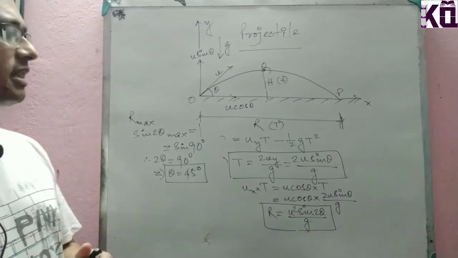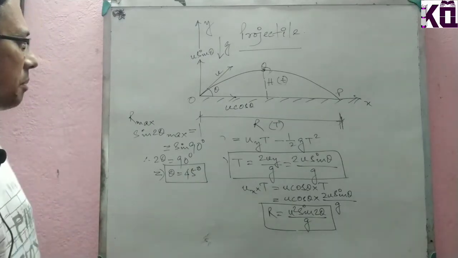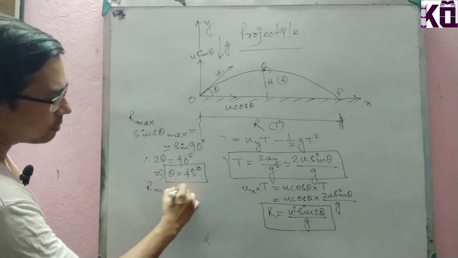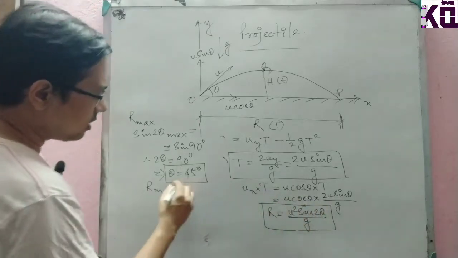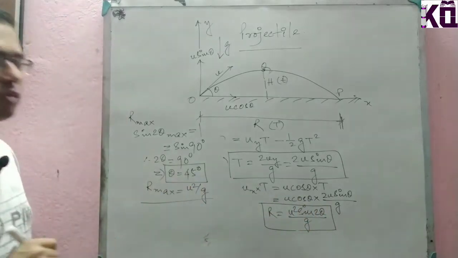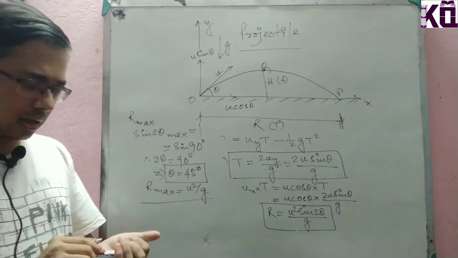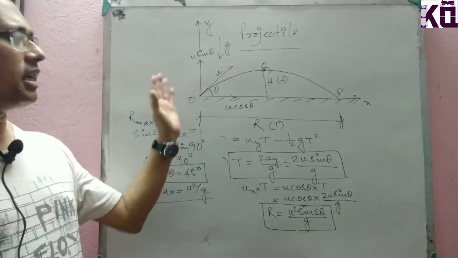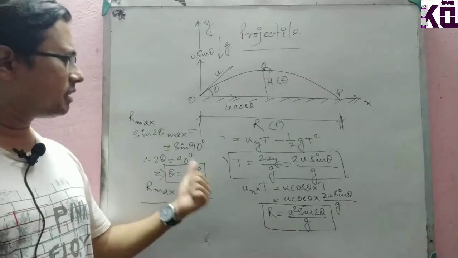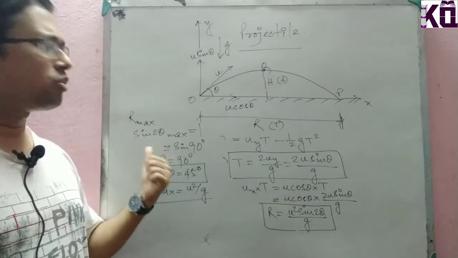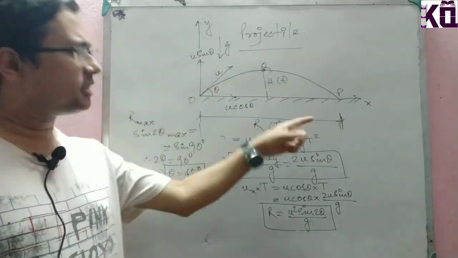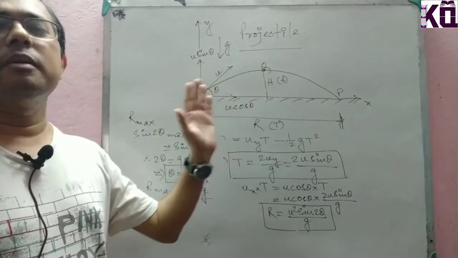So in that case, what is the value of R max? Sine 2 theta is 1, so the maximum value becomes u square by g. You have to remember, in projectile motion the maximum range of the projectile is u square by g, and it occurs when theta is 45 degree.